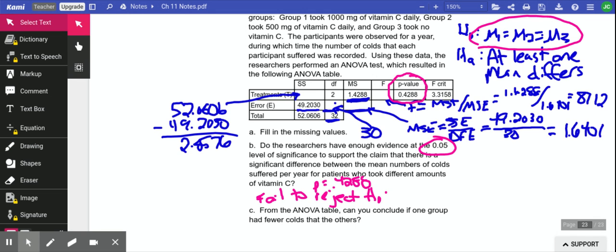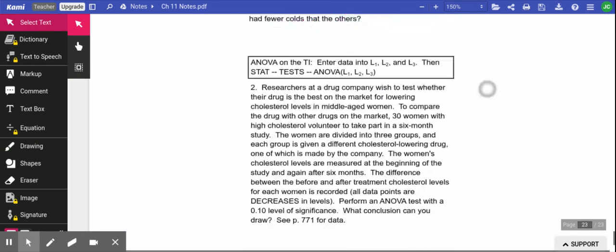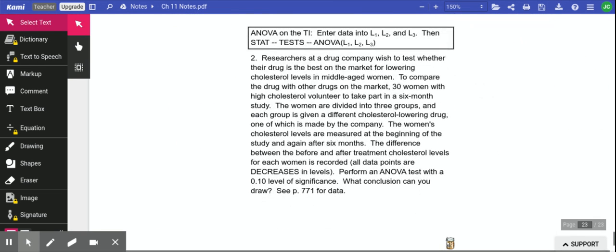Now, your calculator runs an entire ANOVA test for you. You have to put all of your data into L1, L2, L3. It depends on how many you have. You can do L4 and L5. You go to stat, test, and then ANOVA, and you just have to tell it where all your data is. ANOVA testing is the very last thing. It just has parentheses, so you have to do L1, comma, L2.